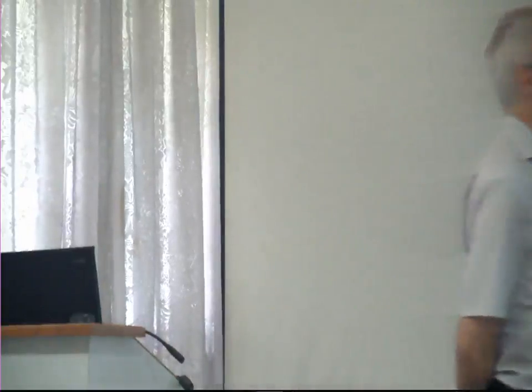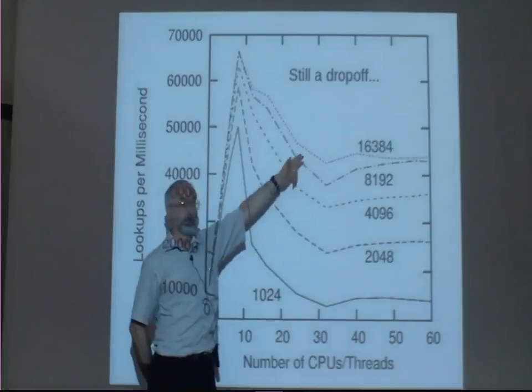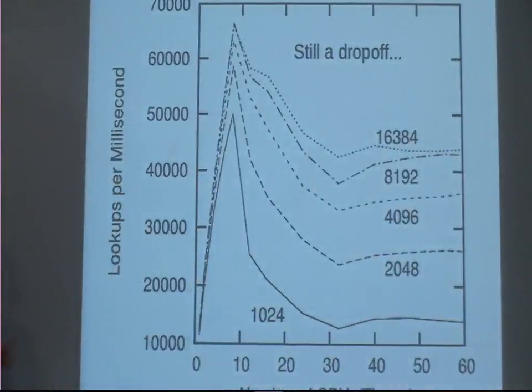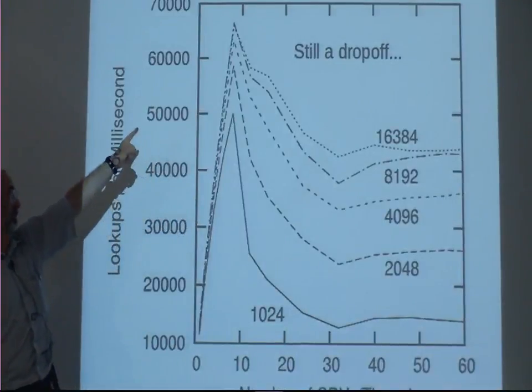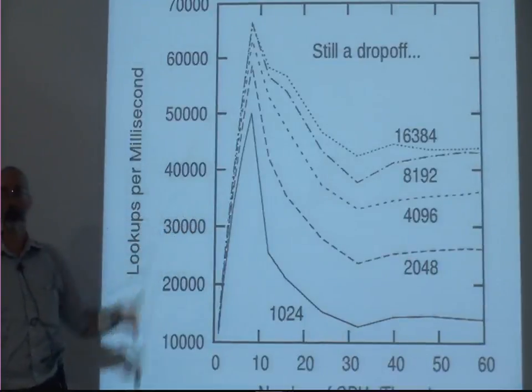So each line is marked with the number of hash buckets, and this is our original curve that we saw before, going up to about 50,000. And we doubled it again, and yet again. And as you can see, we're doing quite a bit better. We get better throughput. There was some contention down here, and it's being relieved as we increase that. But we've still got a big spike at 8 CPUs, and it drops off after that.